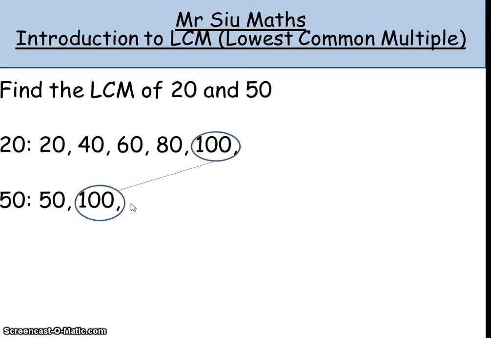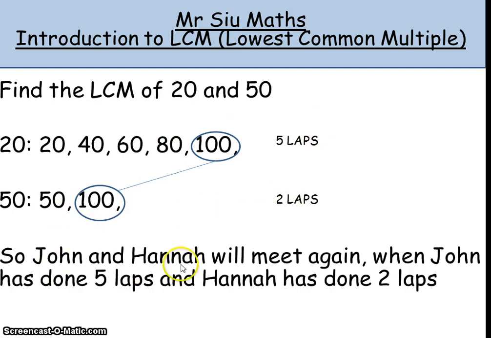Now the question was asking you at what lap. So in this case, we count. We count 1 lap, 2 laps, 3, 4, and 5. And the same thing for Hannah, 1 and 2. So the answer is this: John and Hannah will meet again when John has done 5 laps and Hannah has done 2 laps.